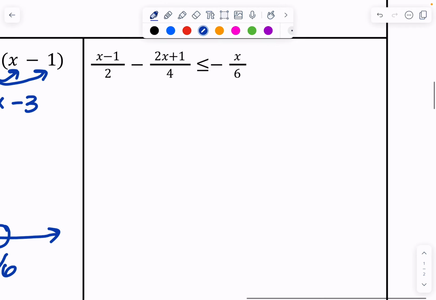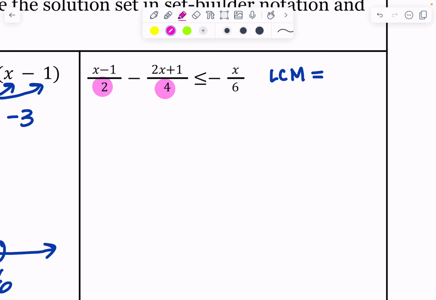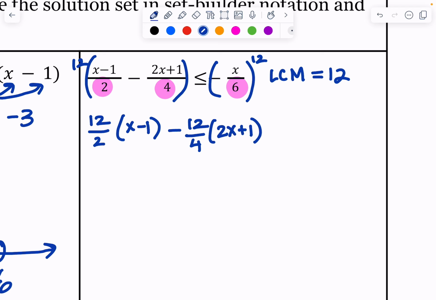The last problem in this section, we have some fractions, and so we want to consider the least common multiple of the denominators. So 2, 4, and 6, the least common multiple for those would be 12. So I'm going to multiply everything on the left side by 12 and everything on the right side by 12. And so for the first one, we're going to have 12 over 2 times x minus 1 minus 12 over 4 times 2x plus 1. We did not multiply or divide by a negative, so we can keep it less than or equal to. And then on the right, we're going to have negative 12 over 6x.